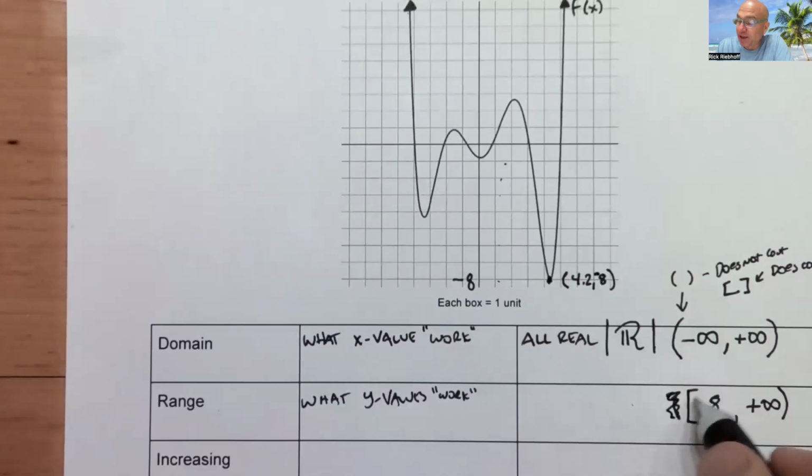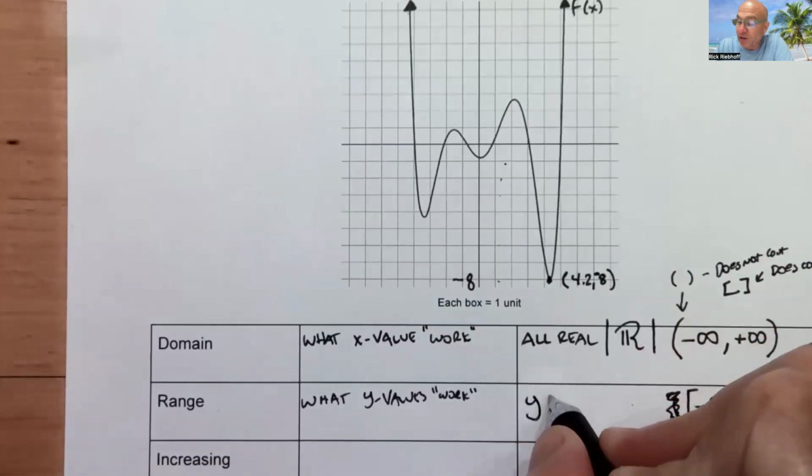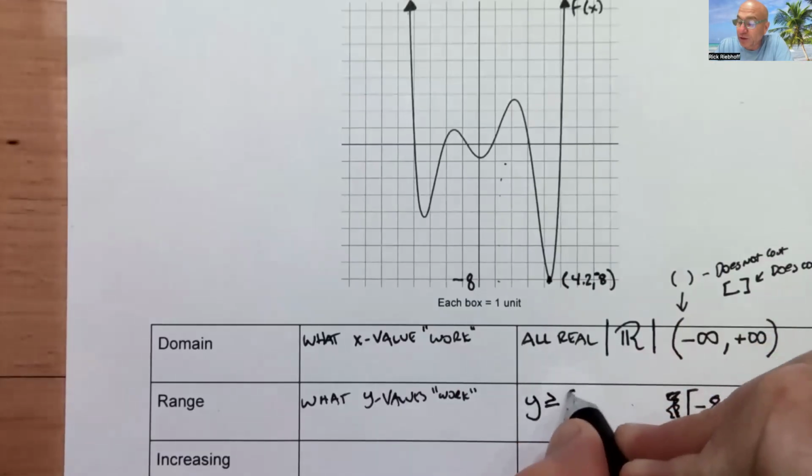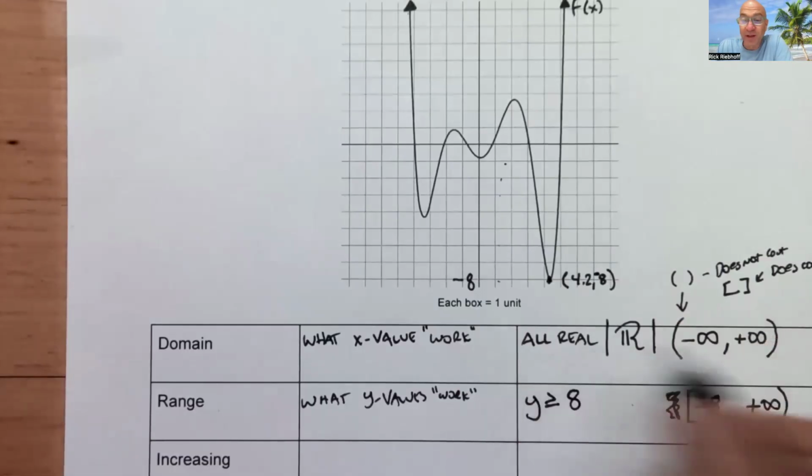So this means the endpoint does count. It does reach negative 8. That's part of the range, but it goes to positive infinity. We can't get there. Okie dokie. You could also write it this way. Y is greater than or equal to -8. Up here for all real, well, you can't really do that with that, right? X is all real numbers. All right.